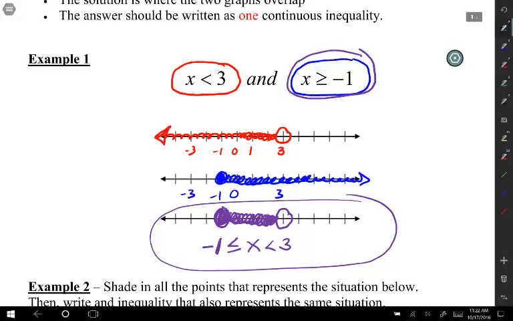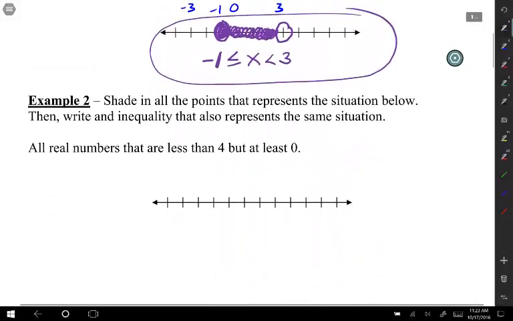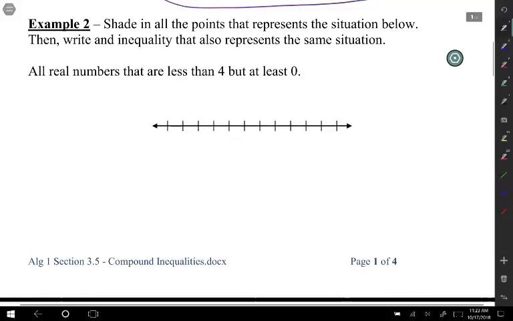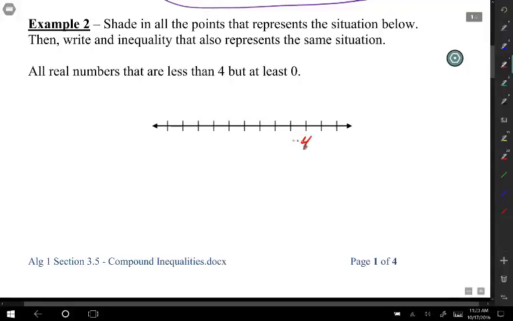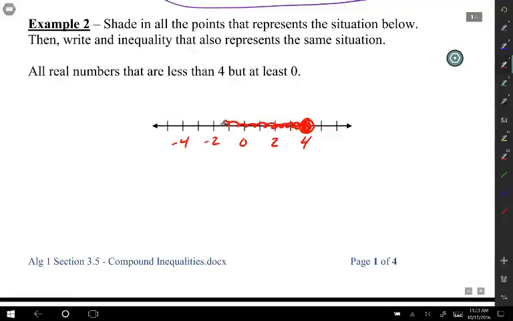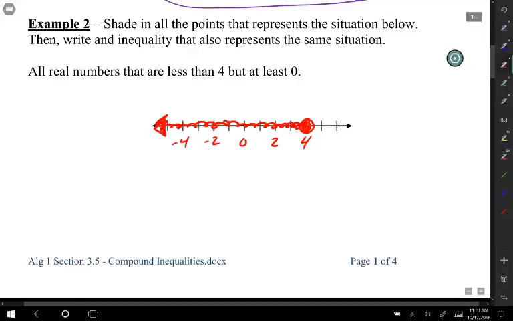Now let's take this now and turn this into words. This says shade in all the points that are represented below. All real numbers that are less than 4. Okay, so I'm going to put a number line here. Here's 4, 3, 2, 1, 0, -2, -4. So everything that's less than 4. Okay, so we're going all the way down here. Would you agree that's less than 4?